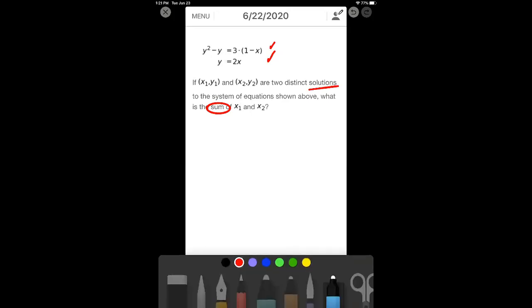First thing, I'm going to take this equation. Let's make it blue. I'm going to take this equation and substitute it in here, and substitute it in here. So here's what it's going to look like. It's going to be 2x squared, so I'm taking this and substituting it in there. Then I'm going to take it and substitute it in here, and that's going to be equal to 3 times 1 minus x.